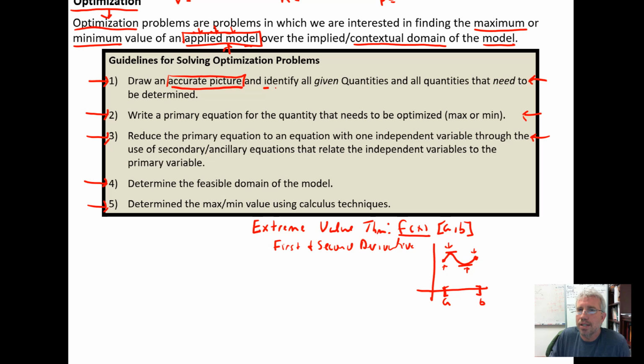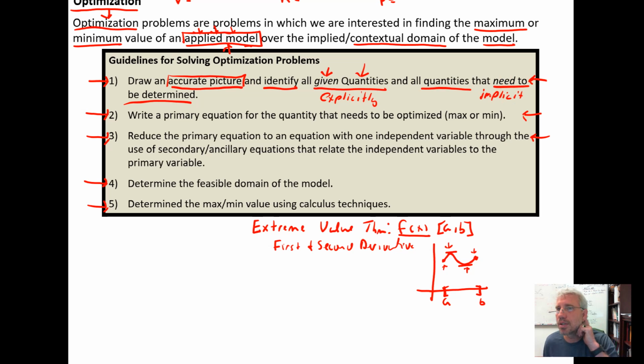And then you want to identify, when you read the story problem that goes with the application problem, you want to identify every quantity or variable that's been given to you explicitly. Some things we're going to be just told. And then we want to find the variables or quantities that we need to determine. Maybe they've been given to us implicitly. It's implied that they're there rather than explicitly provided to us. So you draw a picture and you define all of the variables.